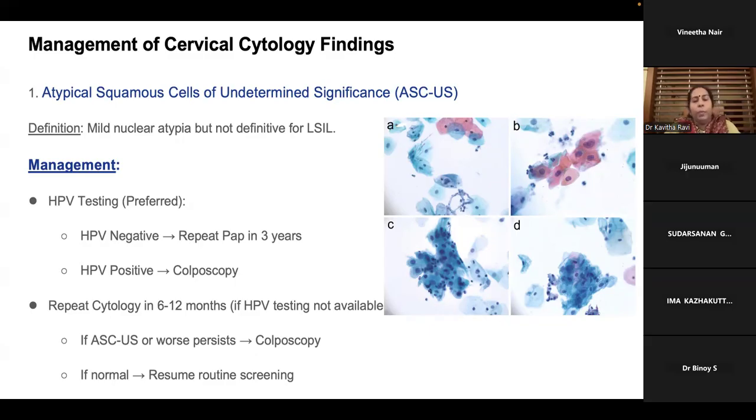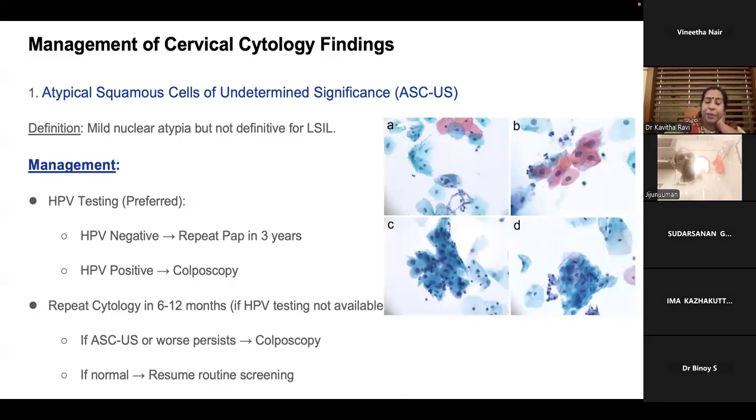So how will you manage such patients when you see a report of ASCUS? The preferred method is, of course, HPV testing, but maybe the gynecologist in the audience will be able to say later how many cases you are going to do this HPV testing for, because it's not very commonly available nowadays. So HPV testing is the preferred next step. And if HPV is negative, repeat the smear in 3 years. But if HPV is positive in a case of ASCUS, we have to go for colposcopy.